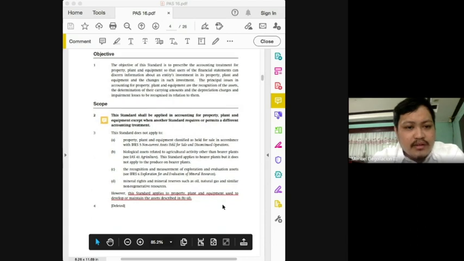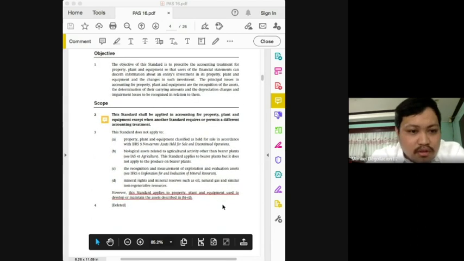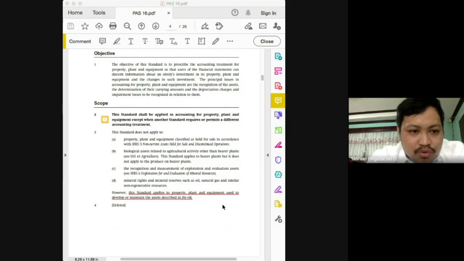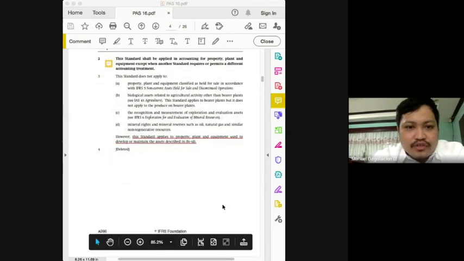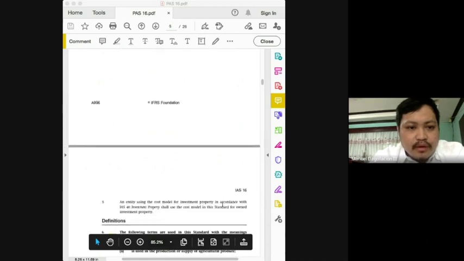Please take note that PAS 16 applies to PPE used to develop or maintain the assets described in the other exclusions. Okay, so if you have other items of PPE, class, that are used in relation to enumerations B, C, and D, then that would still be part of your PAS 16. Okay, the exclusions provided in paragraph 3 are very specific. But I doubt if that would be a source of a question in your examinations. Okay.